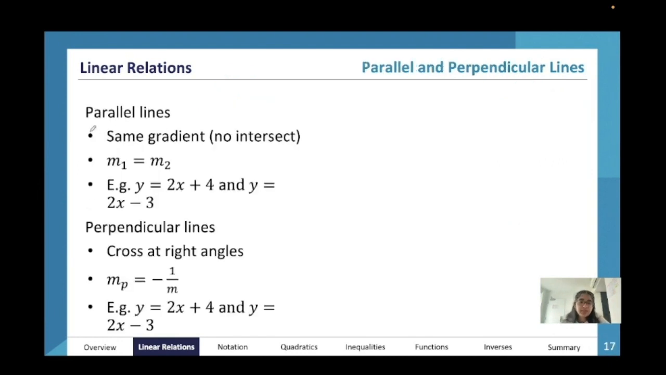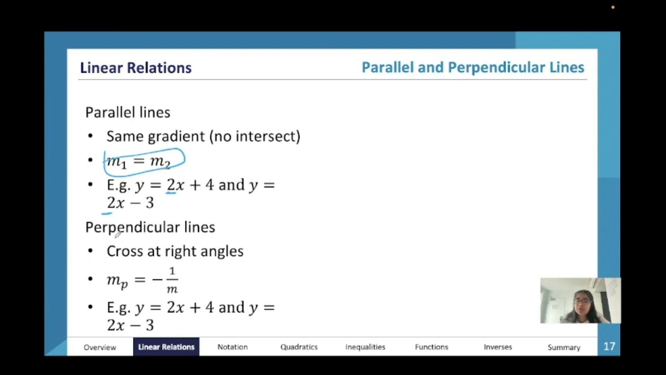Okay, so now let's talk about parallel and perpendicular lines. If you have parallel lines, they basically have the same gradient. So they never intersect, and the gradients are the same. So the gradient of line 1 and the gradient of line 2 are equal. For example, let's say we've got y equals 2x plus 4 and y equals 2x minus 3. You have the same gradient, that 2, and that tells you that these two lines are parallel.